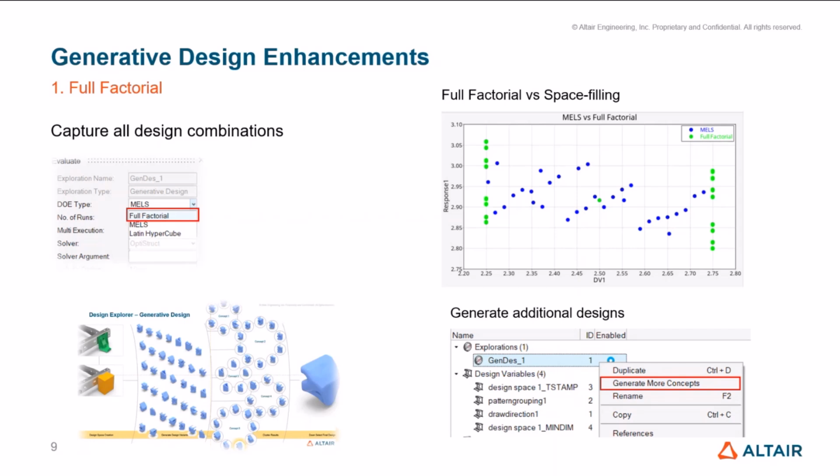So full factorial will let you do that in one shot. The trade-off, of course, is that the number of runs increases exponentially as you add more design variable options. So it's just something to be aware of.